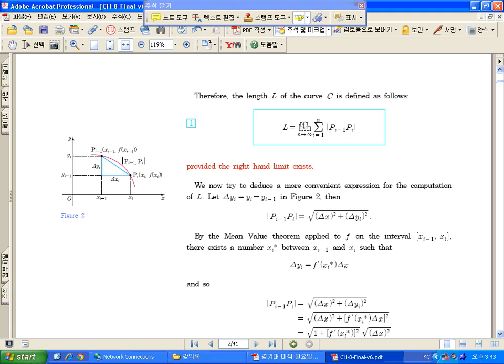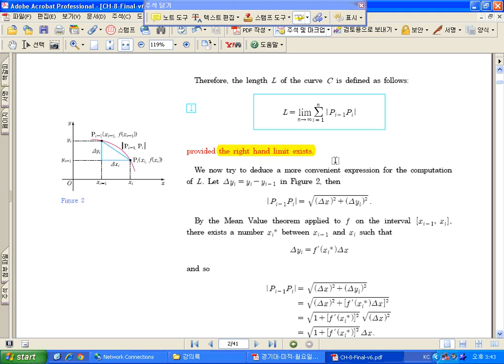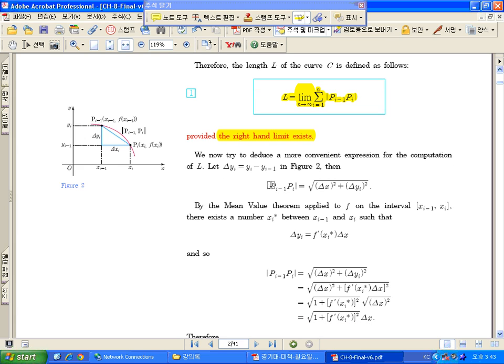Okay, this exists if this right-hand limit exists. So, in order to find this length, we may use the Pythagorean theorem to find the approximation of the length from point P i minus 1 to P i. This interval a to b was equally divided into n pieces, so delta x i can be written as delta x, and delta y i is defined for each point x i minus 1. So this length of the straight line from P i minus 1 to P i can be found in this way.